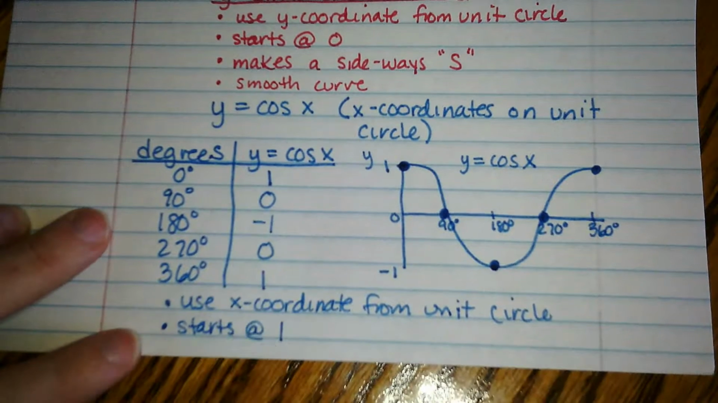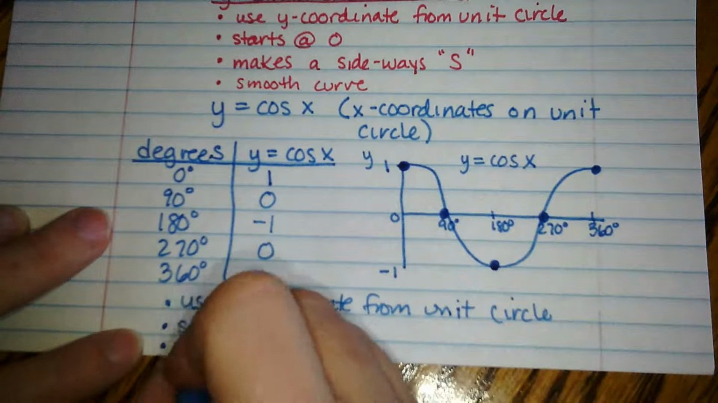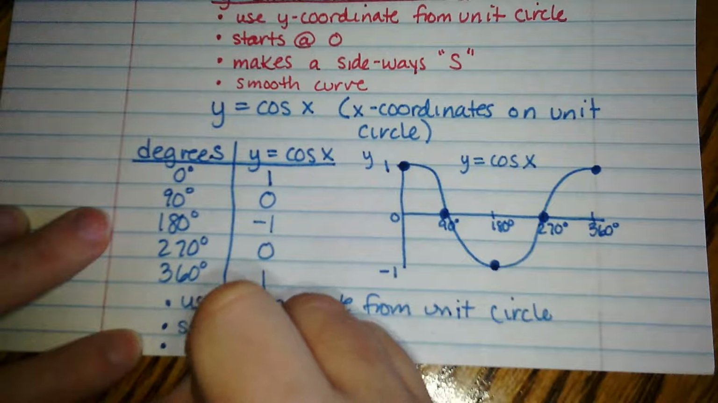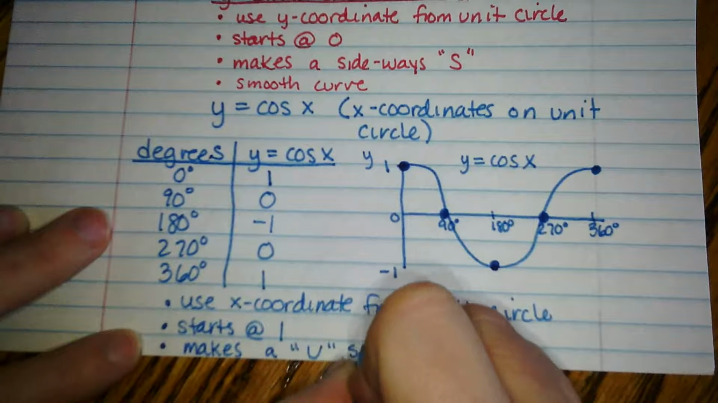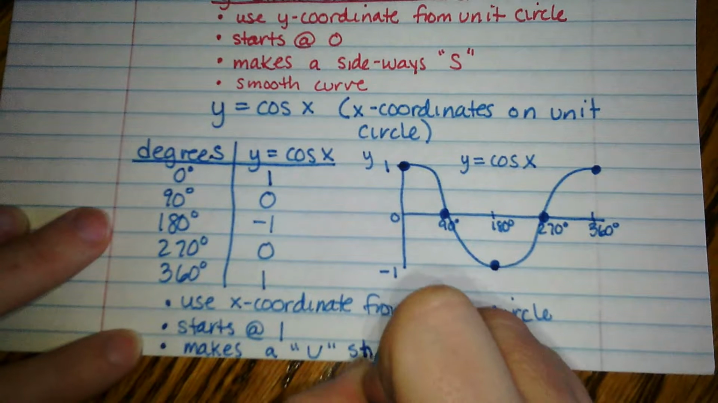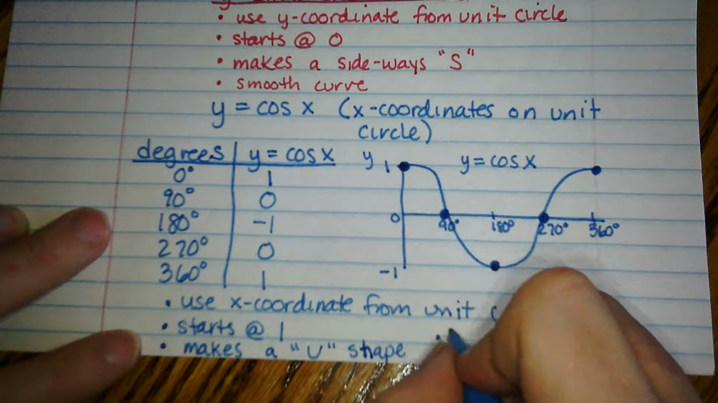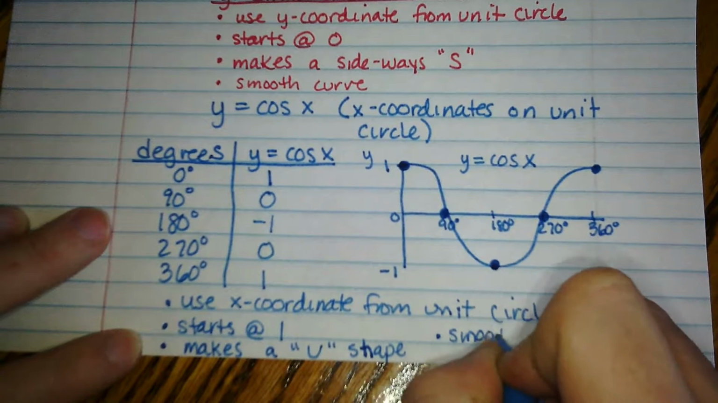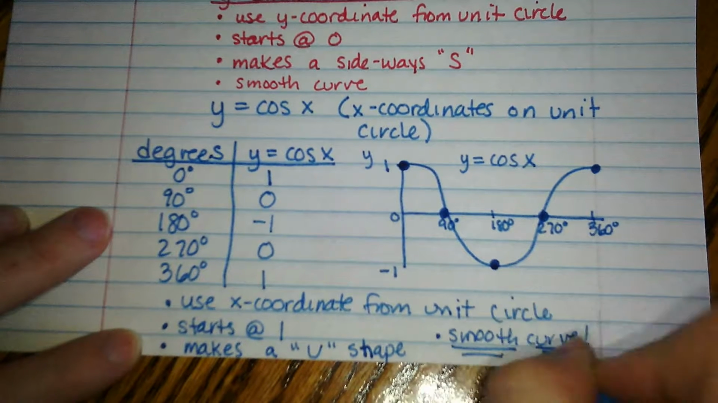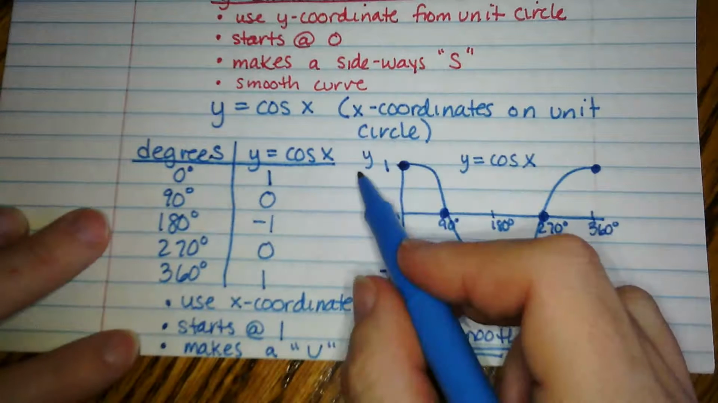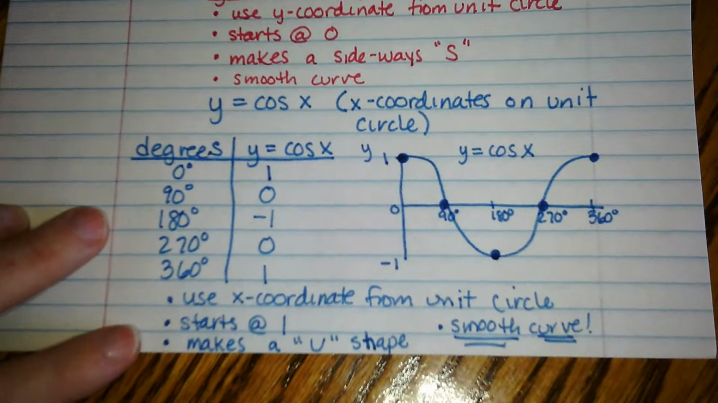The next thing that you need to know is that it makes a U shape. And it is still a smooth curve. So do not make it pointy. There's no place pointy here. It's very curvy. Okay, so that's how you get the cosine graph.